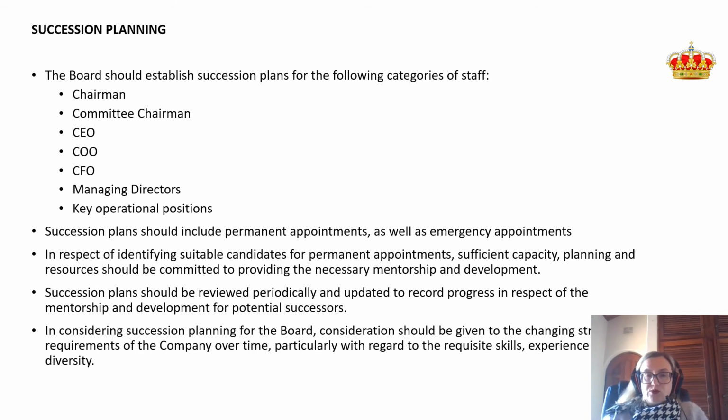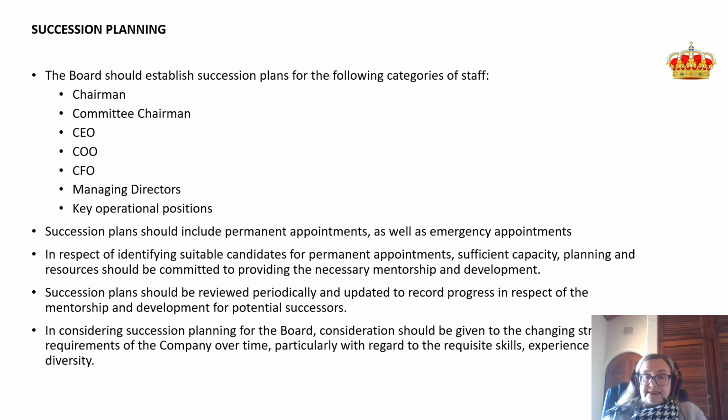It's important for the board to ensure that there is a process in place for identifying suitable candidates for those permanent and emergency positions, ensuring that there's sufficient capacity, planning, and resources committed so that long term replacements can be made, so people are being trained and mentored up into these positions. These succession plans need to be reviewed periodically and updated depending on who these successors are, how far they are in their succession plan, what the strategy of the company is, and what the risks are that the company is facing.